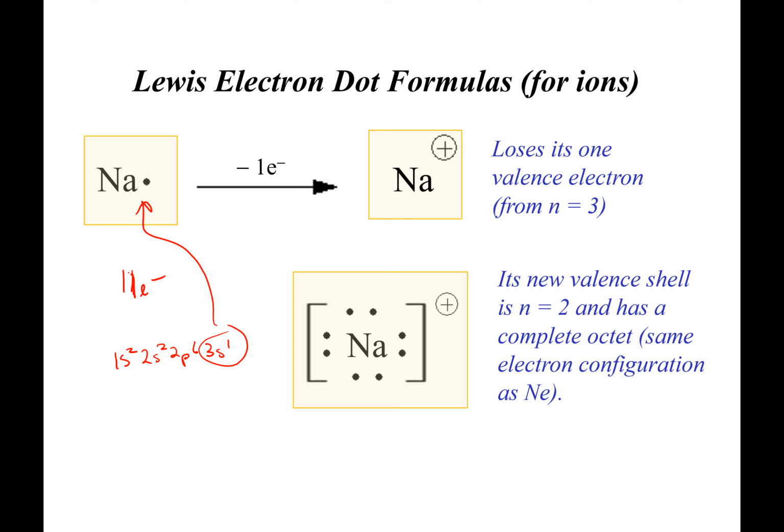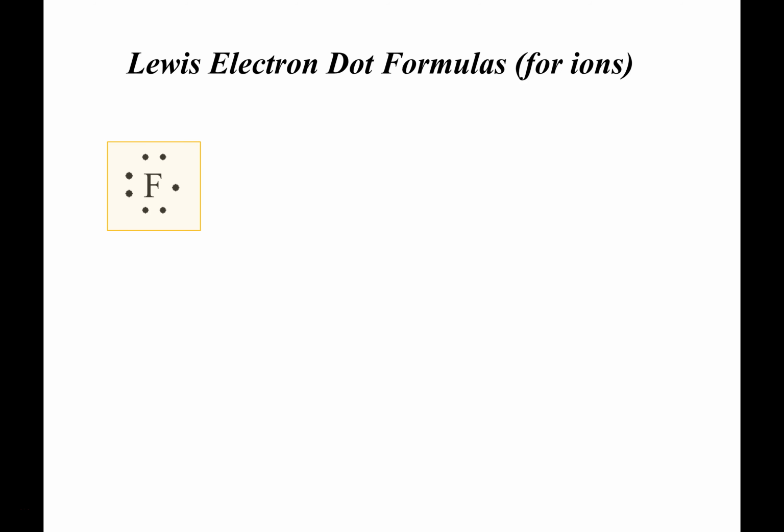And all this is saying is, once this one goes away, these 8 electrons are what's being represented here. So instead of having a 3s1 electron in its valence shell, now it actually has 8 electrons in energy level 2. Yay for the sodium plus 1 cation.